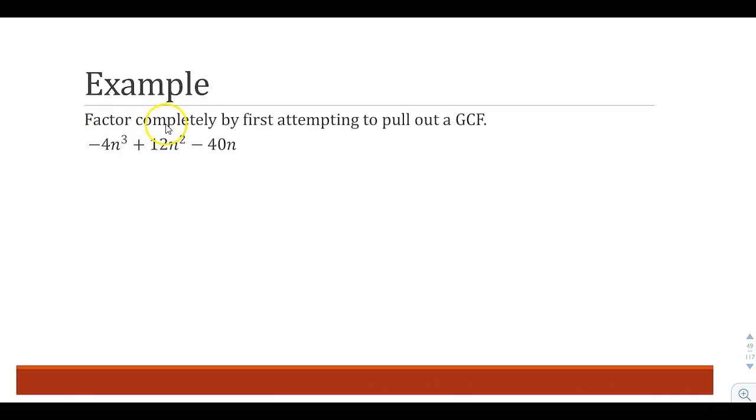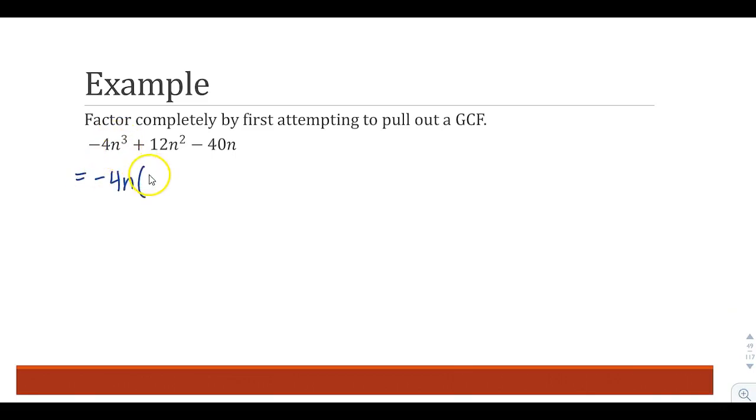In this next example, we want to factor completely by first attempting to pull out a GCF, a greatest common factor. So notice that we do have a trinomial, but the first term here has a degree of 3 instead of something squared. So what that means is that I can't employ my technique from before. What I have to do, and what I should always do as the first step, is think about, is there a greatest common factor between all the terms? So absolutely, I can divide every term by a negative 4, and they all have an n in common. So the first thing I'm going to do is factor out a negative 4n, my GCF.